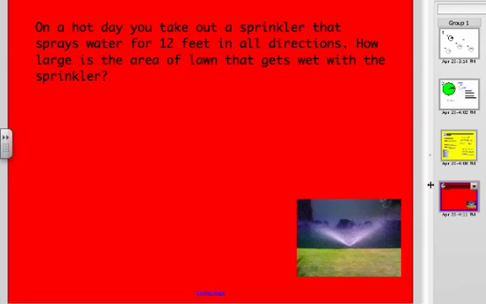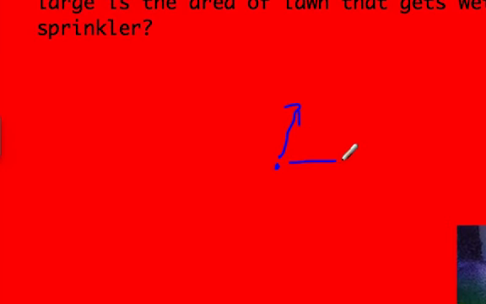Finally, the last one here. On a hot day, you take out a sprinkler that sprays water for 12 feet in all directions. So here's your sprinkler. It's spraying out water this way, and all these arrows indicate 12 feet. Okay? So you can see eventually we're going to be able to connect these arrows around, and it'll be like a circle, right? So 12 feet, what does that represent? You have to think about that here.